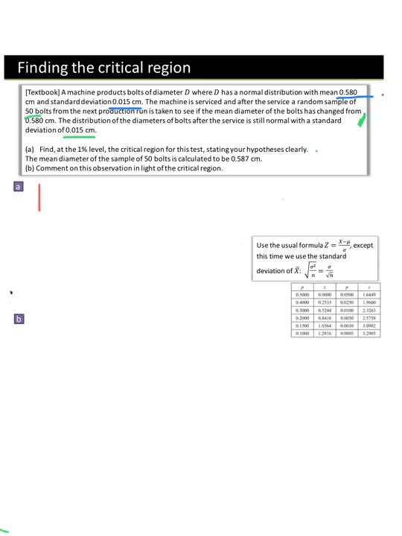So our null hypothesis, H0, will be that the mean equals 0.58, and our alternative hypothesis will be that the mean is not equal to 0.58.